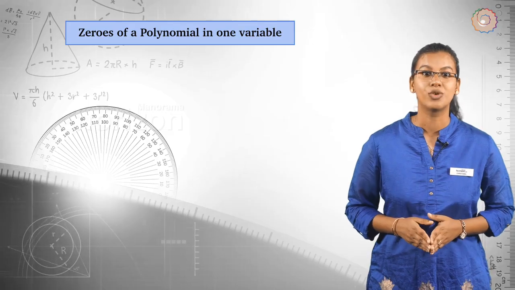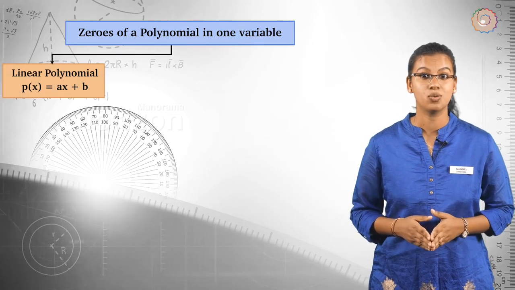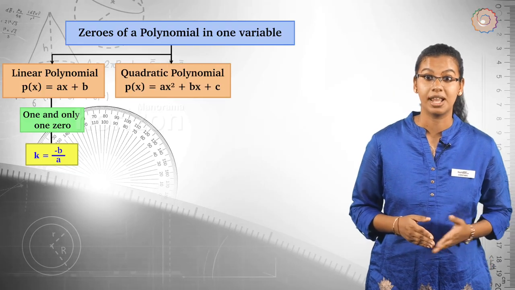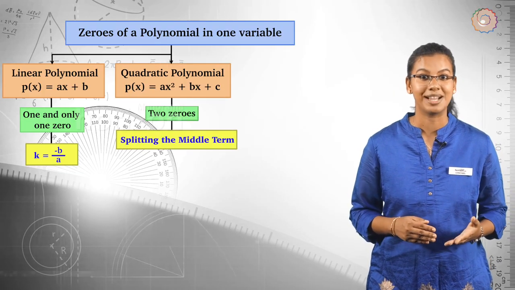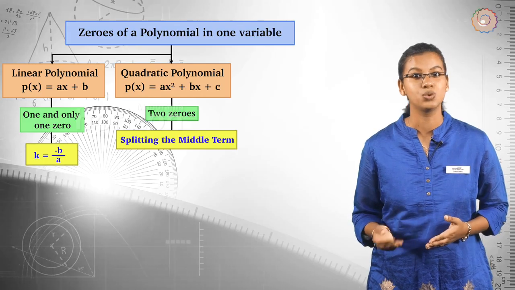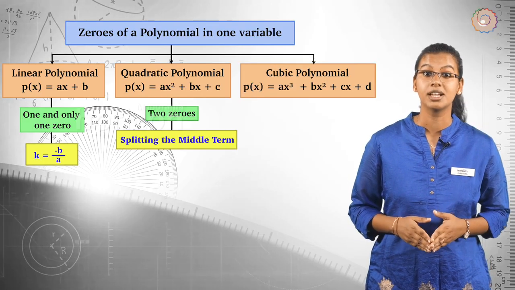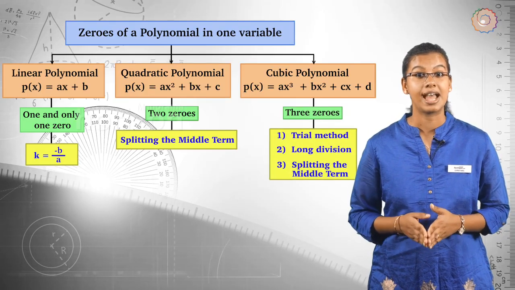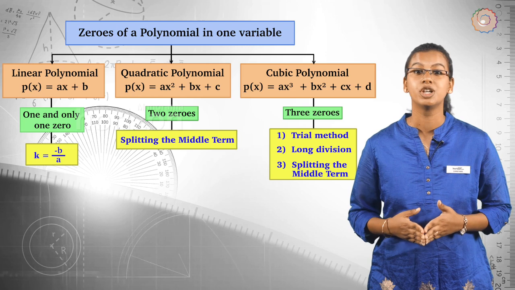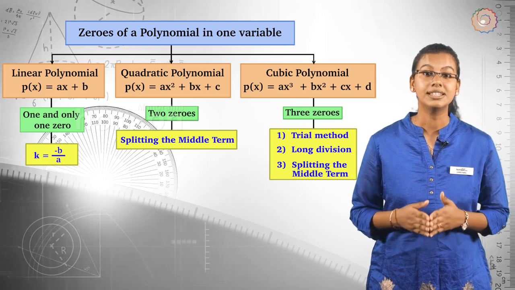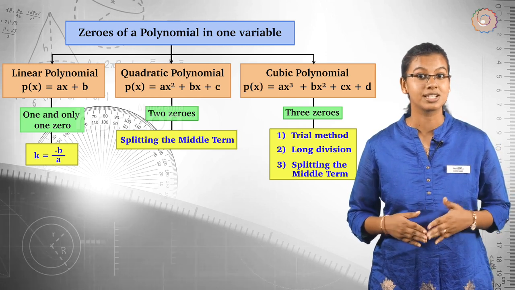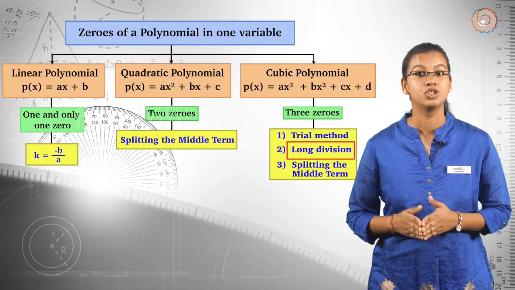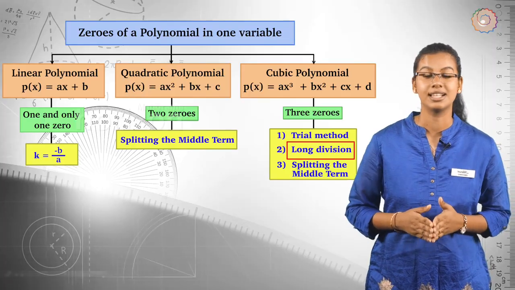To get the zero of a linear polynomial p(x) = ax + b, it is -b/a. For a quadratic polynomial, we need to factorize by splitting the middle term to get its two zeros. And for a cubic polynomial, we factorize it by trial or long division method and then by splitting the middle term to get its three zeros. In this section, we are going to discuss more on this long division method to factorize a polynomial and to get its zeros. Let's try with an example.